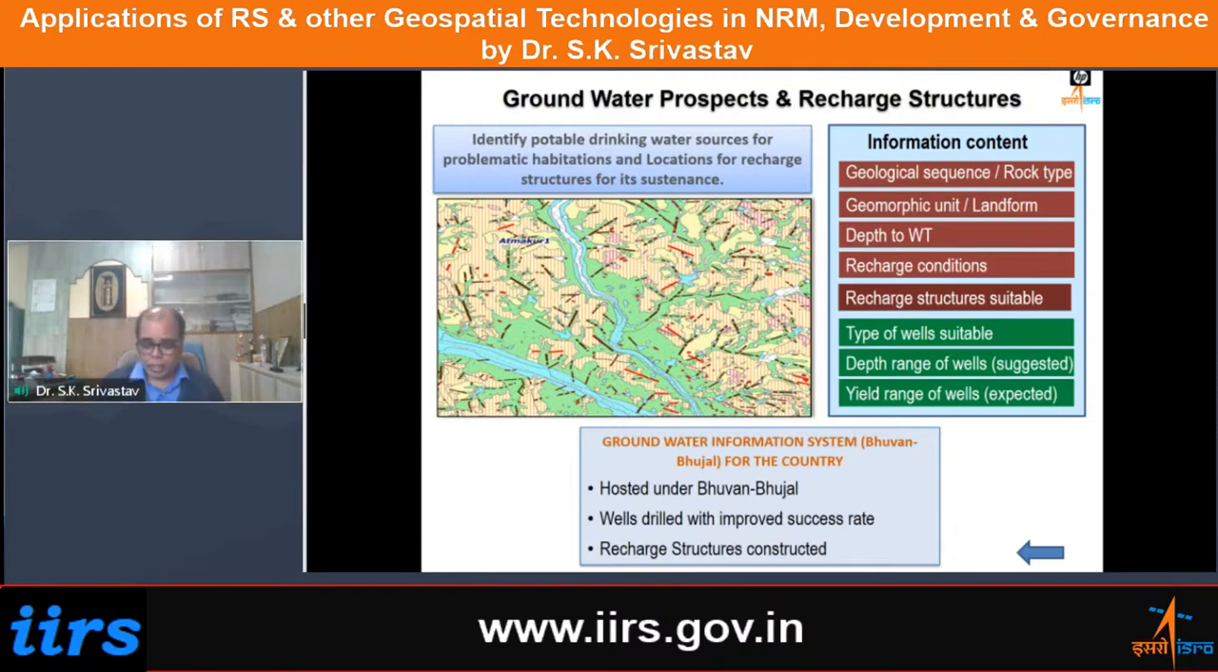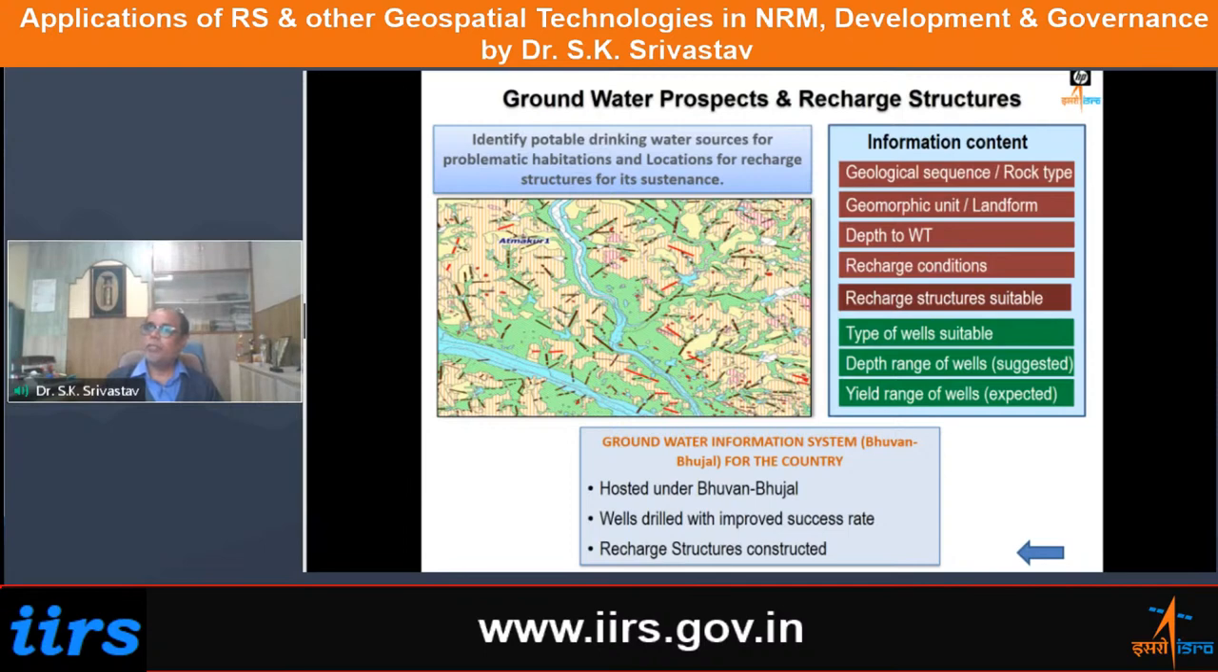So these maps, although they are being called groundwater prospects maps, essentially serve two purposes. One is to depict the groundwater prospective zones, and secondly, to show the suitable zones where we can put up groundwater recharge structures. Essentially, these maps were prepared for solving the drinking water problems in our country.